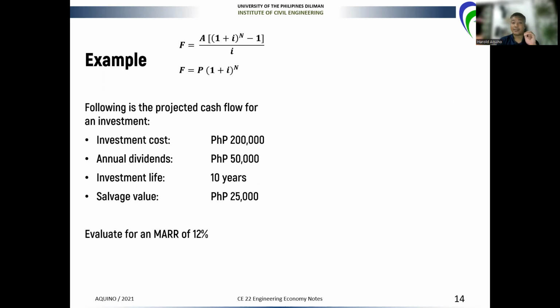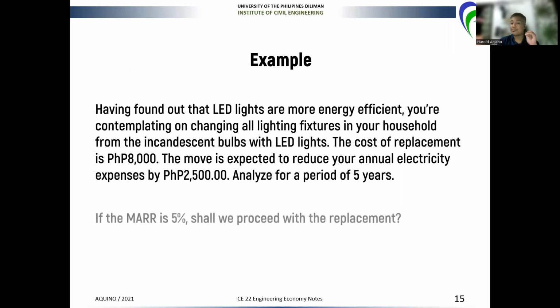And then another example using LED lights and prospective savings, analyzing for 5 years. So this should be easy as well. Use the different approaches that we learned in this video.